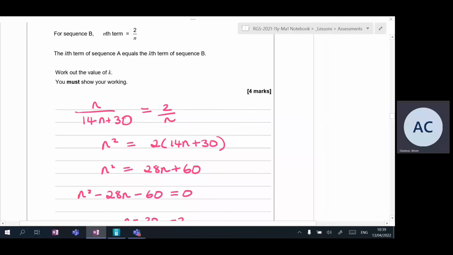Okay, this question does say you must show your workings, so use that as a checking mechanism. If you didn't do that in the exam and you just put the answer, because it says you must show your working, they wouldn't give you full marks for this question.